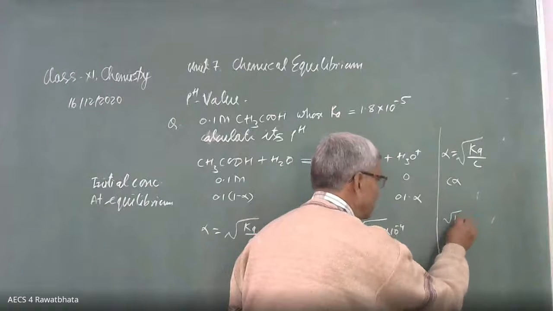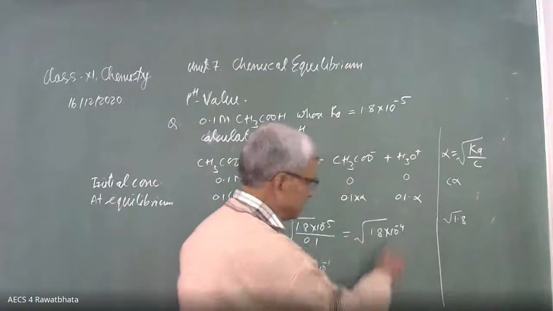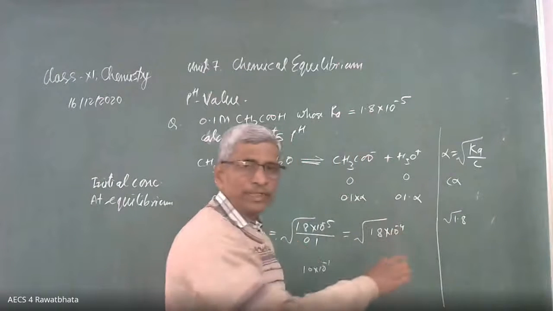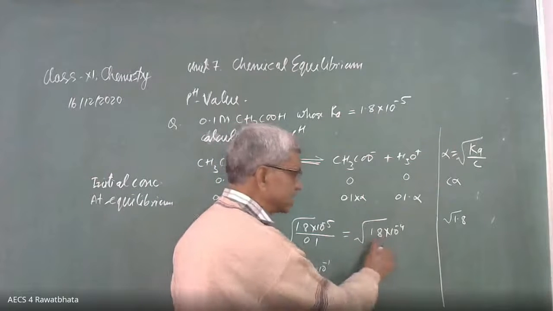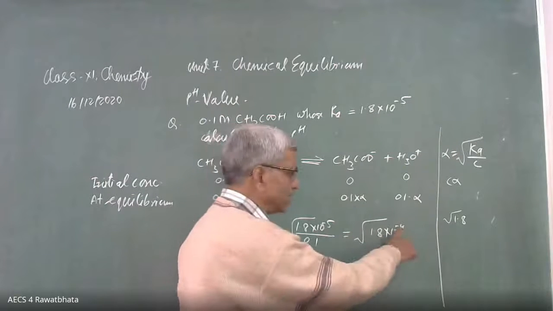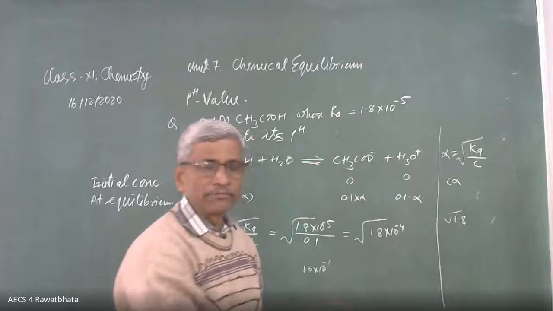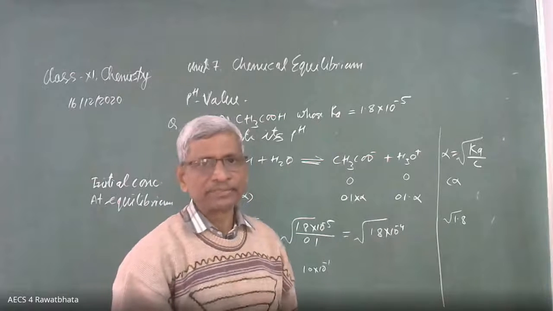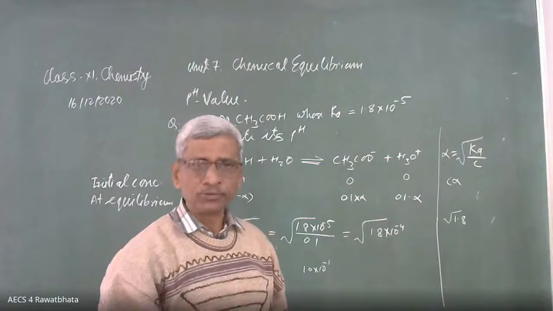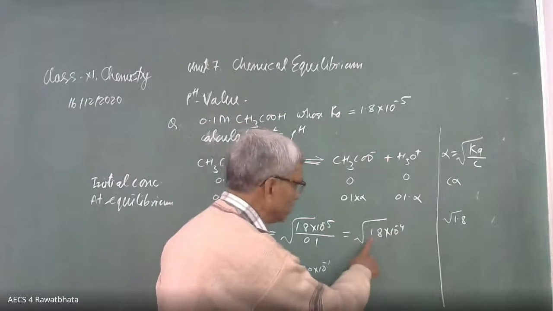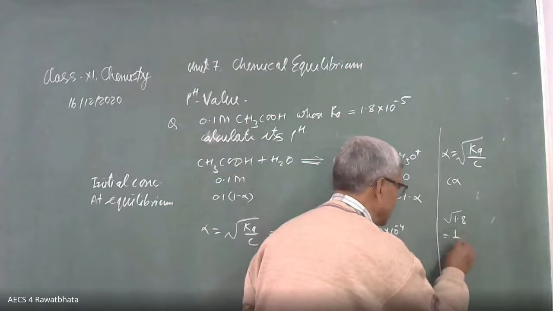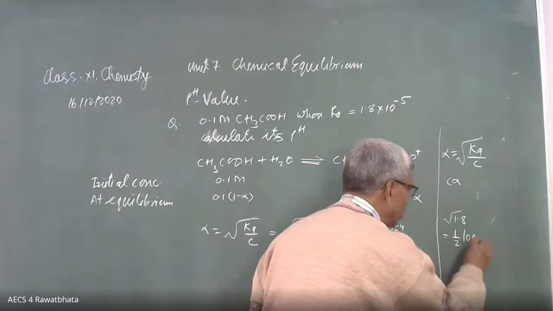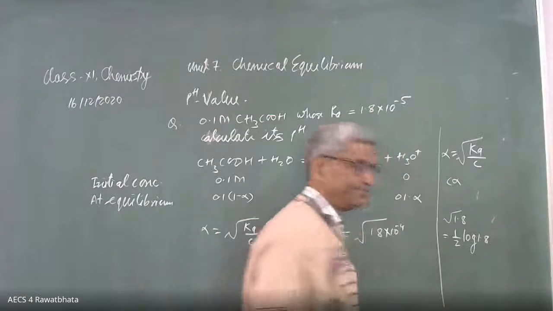Root 1.8. This power should be in the table of 2. For that, we can adjust the decimal to get this power in the table of 2. Here 4 is divisible by 2, its root will be minus 2. That's why I'm going to take only 1.8. In logarithmic form, this is written as 1 by 2 log 1.8.